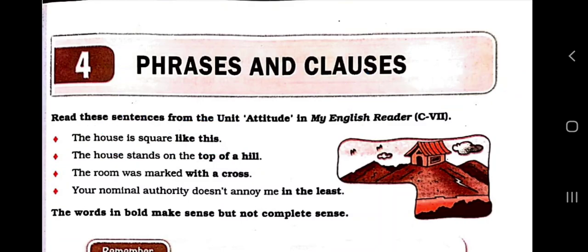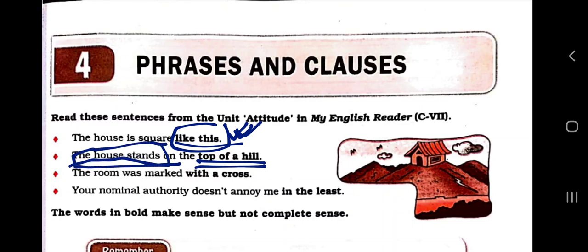So here in this part, "like this" is a phrase. It is not giving sense and it does not have a subject and verb. "Like this", there is no subject and verb, so it is not giving complete sense. Now, the house stands on top of the hill. If you write only "top of a hill", it will not give a sense. While if you write "the house stands", it is giving some sense, right? It is giving some sense, not complete sense, but it is giving sense. So it is not a phrase. This is a phrase. The room was marked with a cross.